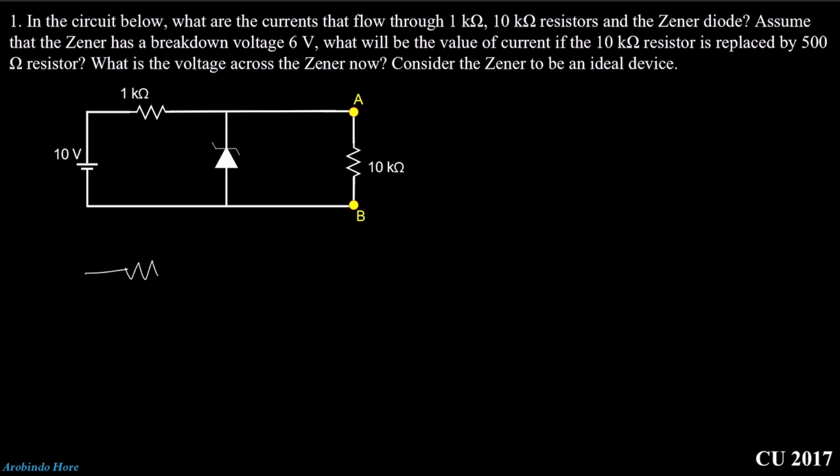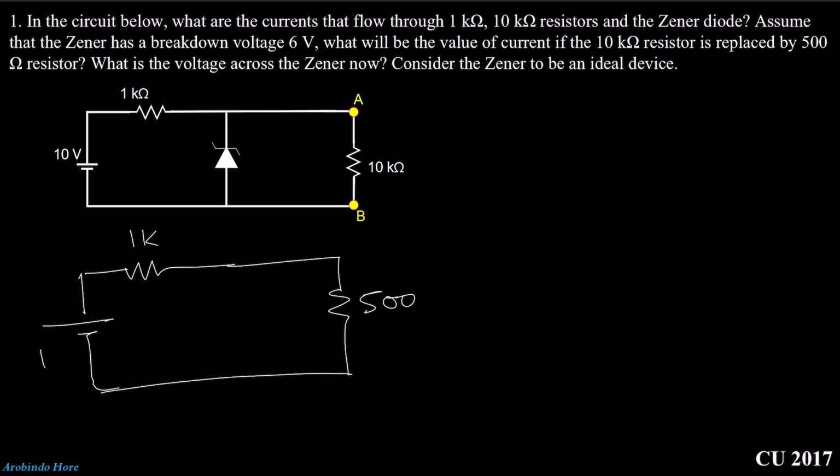We saw that this is 1k, this is 500 ohm, this is 10 volt, and here we have the Zener diode. In the last page, I showed you that if we assume the Zener diode is on, the current flowing through the Zener is negative. That means our assumption is wrong. The Zener diode is off. So let's turn off the Zener diode, that means I just open the Zener diode.